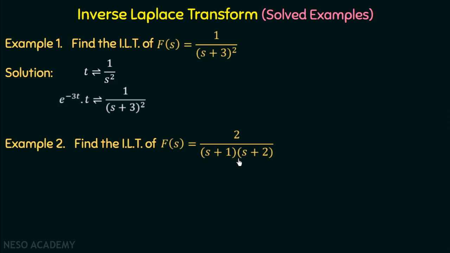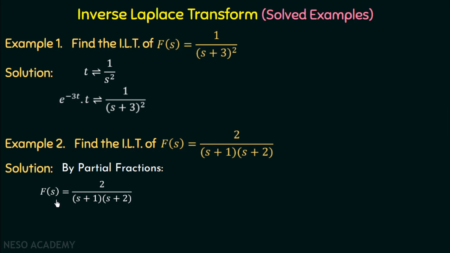So moving on to the solution, by the partial fractions we have F of s is equal to 2 over (s plus 1) multiplied by (s plus 2), and now by partial fractions we can split this fraction as A over (s plus 1) plus B over (s plus 2). By this method we have split these factors as two different fractions. Now we need to calculate the value of A and the value of B. Firstly, I will calculate the value of A in the first step, and then in step number 2 I will calculate the value of B.